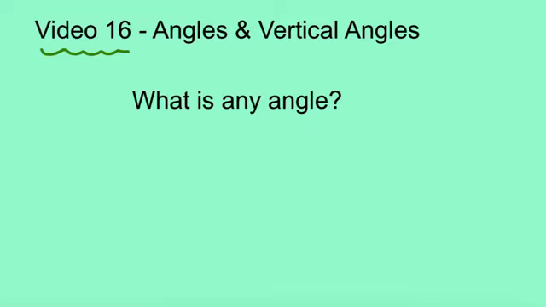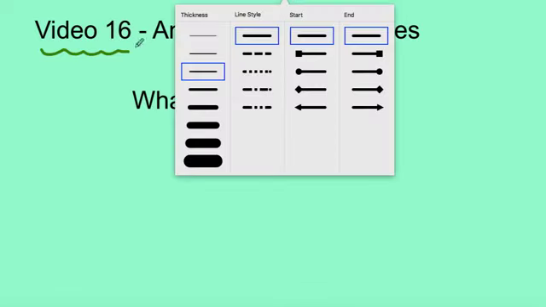Hi everyone, so today is video 16 talking about angles and vertical angles, and actually I threw in one more called linear pair angles. But we have to recall from pre-algebra and years past what an angle is, okay? So I'm giving you the most simple form here.